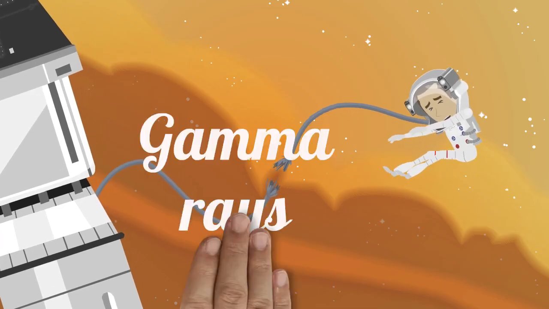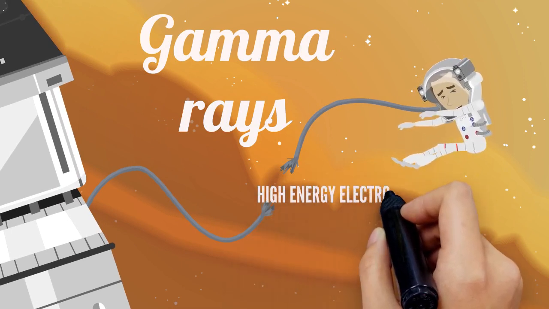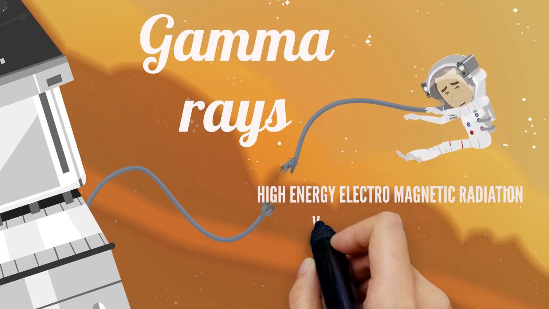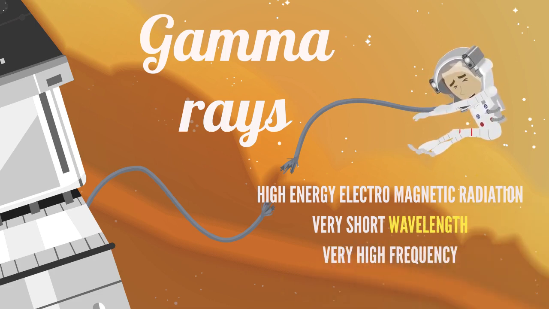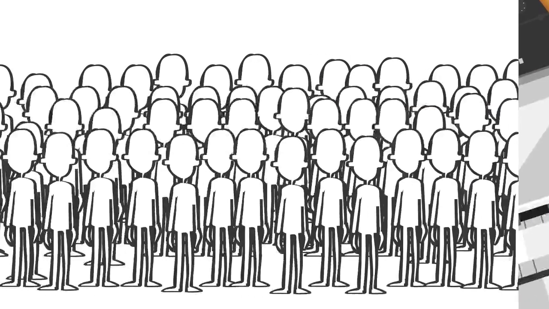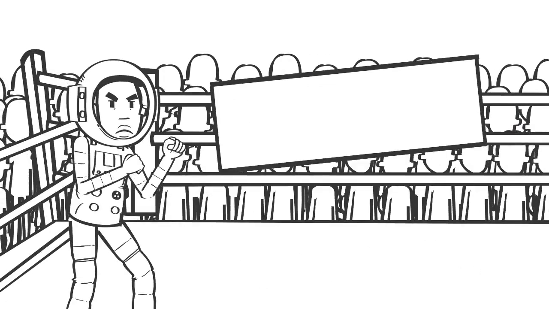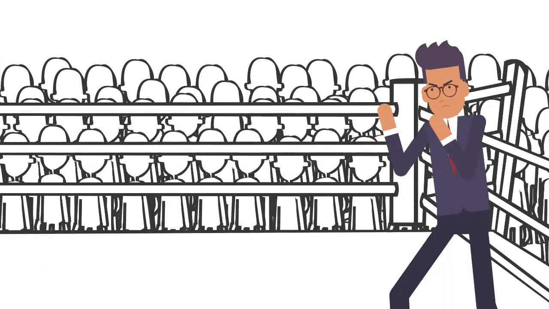Last up are gamma rays. So gamma rays are high energy electromagnetic radiation, the highest energy electromagnetic radiation we classify. They've got a very, very short wavelength and are very high frequency. But because they have no mass or charge, they are the least ionizing. They are, however, very penetrating, so they will pass straight through a human body.